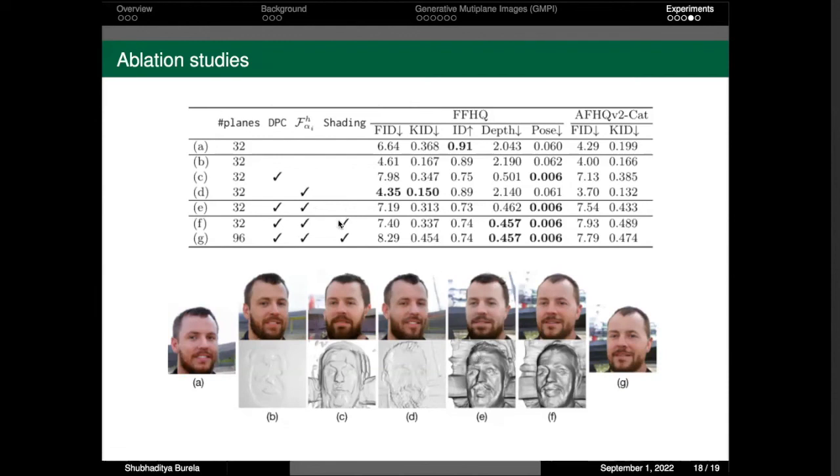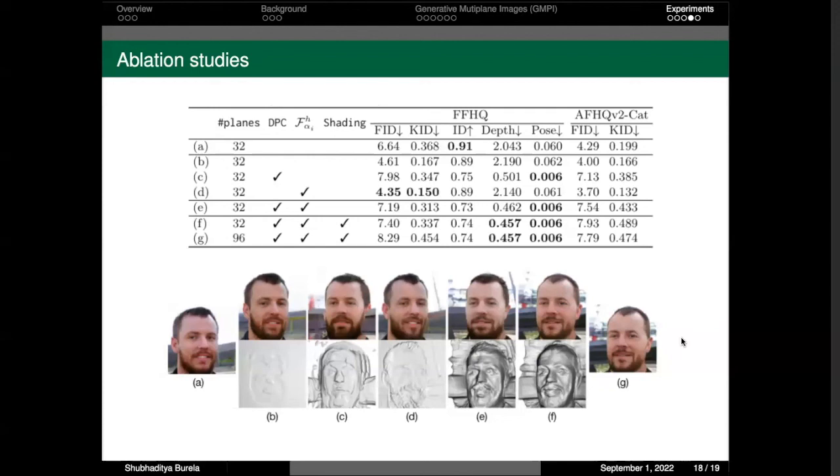But as soon as we add shading also in the F part, we can see that without incurring any harm to our already good scores for the depth and pose, we can get rid of this concavity here. So this is what they have shown, that adding shading into the network is also something which sometimes can be useful. So these are the ablation studies which they have run.